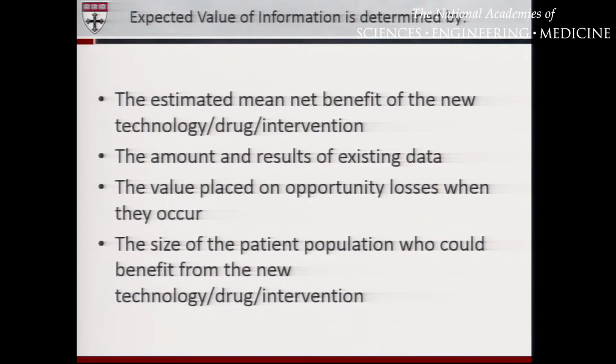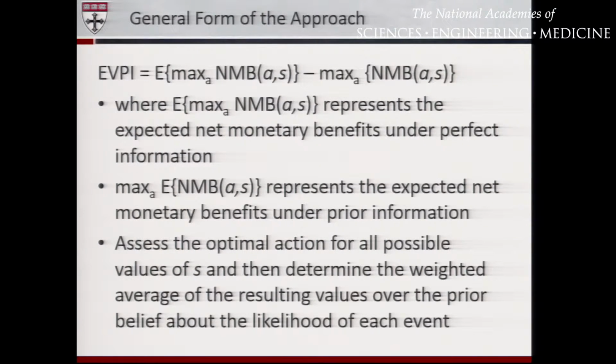And you definitely need to know something about the size of the patient population who would actually benefit from this intervention or drug or trial. So the general form of the approach is kind of a subtraction problem. You have the first term, which is the expected net monetary benefits. And again, monetary benefits would be something that comes out of the cost effectiveness, which is what you would probably typically do for a cost effectiveness kind of study.